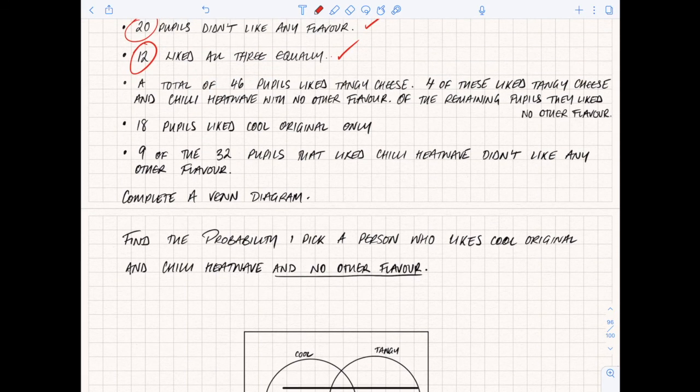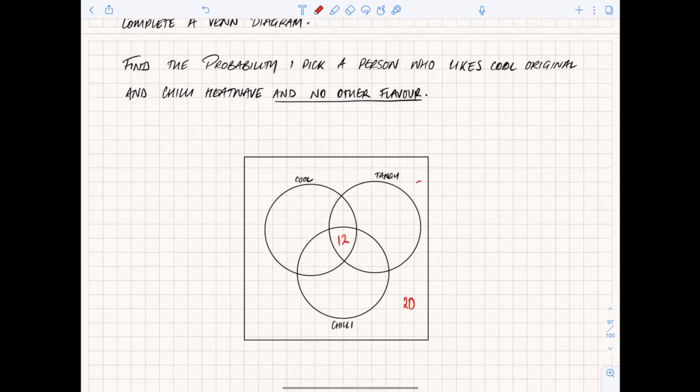It now starts to get a bit tricky. You need to read between the lines. You need to read stuff very carefully to understand exactly what it's saying to you. So it says here 46 pupils liked tangy cheese. Now what that means is that whole circle there has to make 46.